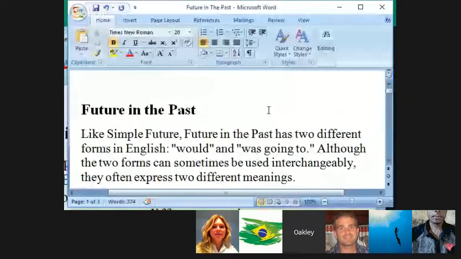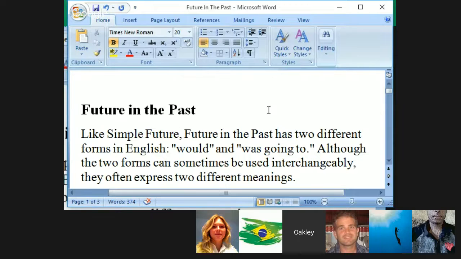I'm going to do a screen share and talk to you about some of the basic forms of what's called future in the past, and you guys will be practicing a little bit, forming some sentences. Okay, here we go. All right. Future in the past. The basic, straightforward form we use, and there are variations, is like the simple future verb tense.